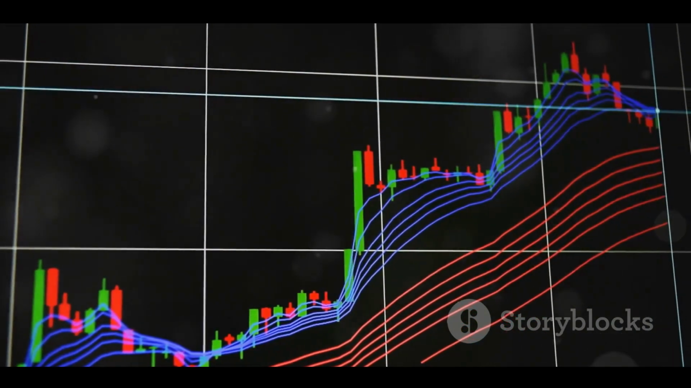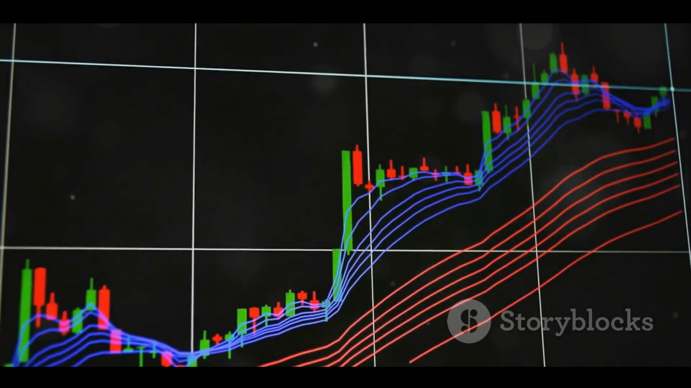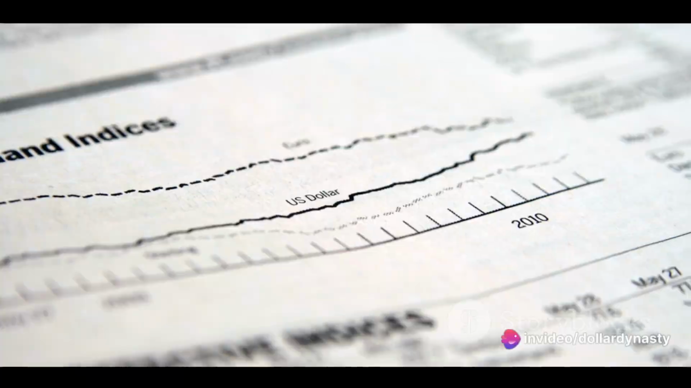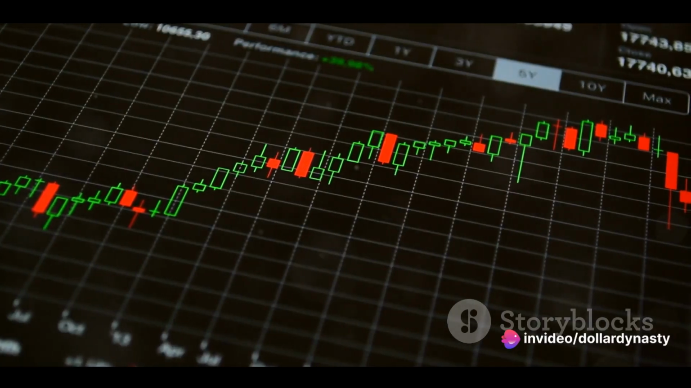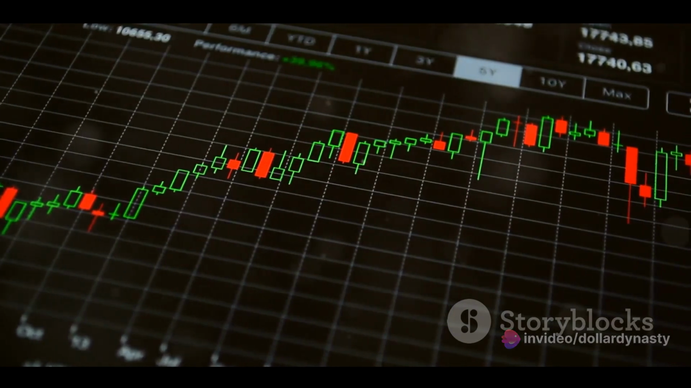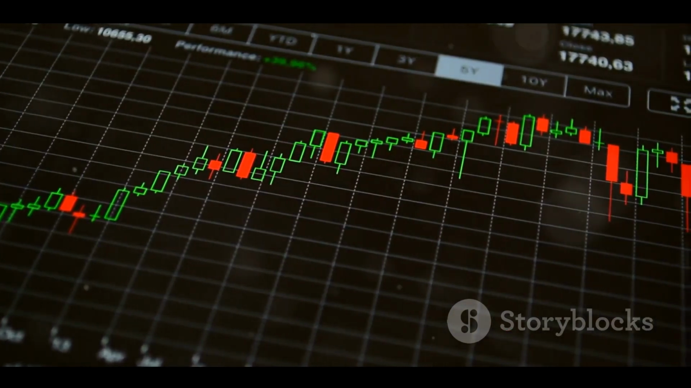Now let's talk about volume. This is the number of shares that are being traded. If you see a spike in volume at the same time the price line is moving upward, this could suggest strong investor interest. In other words, a lot of people are buying the stock, which could push the price even higher.